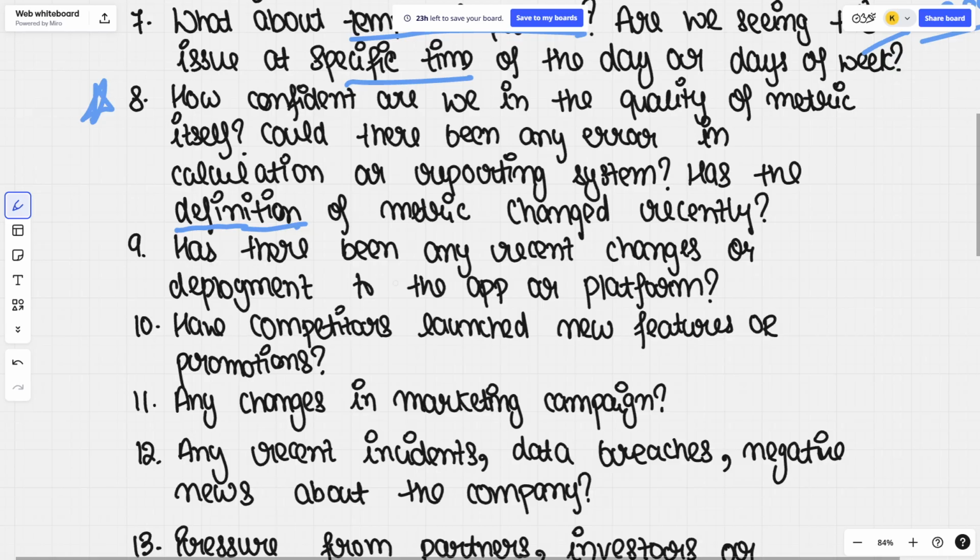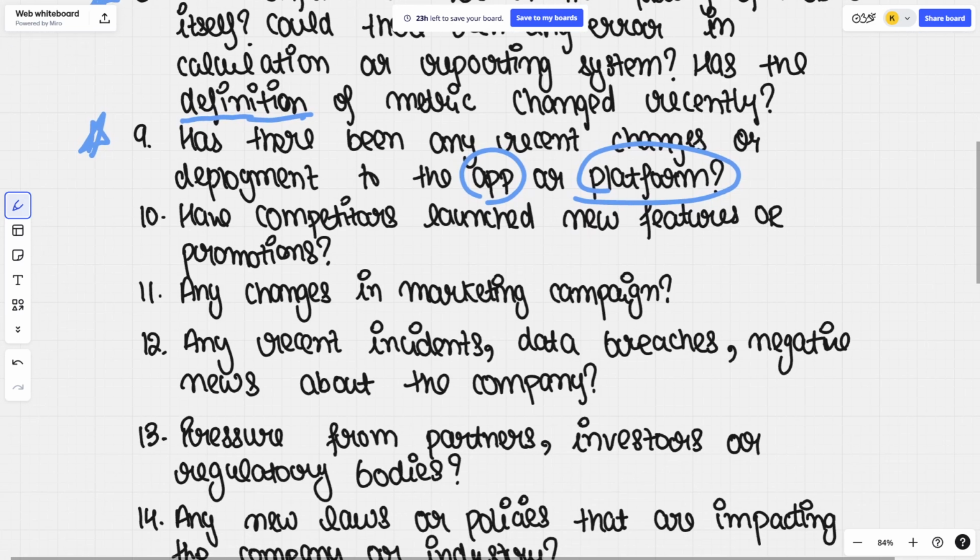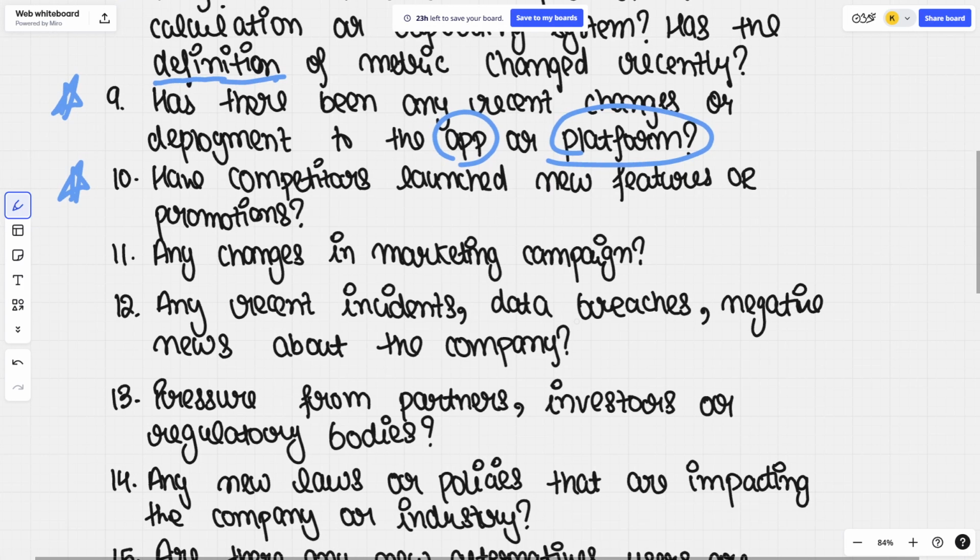Next is, have there been any recent changes or deployments to the app or platform? This is also a common question, but make sure that we are asking it when we are talking about some application or some platform. Next question is, have competitors launched new features or promotions? This is also a common question that you can ask in all the RCA interviews.